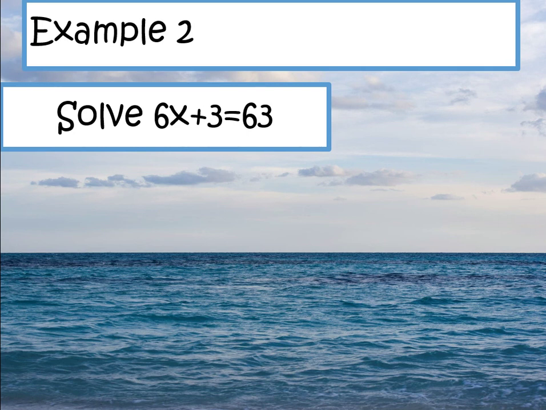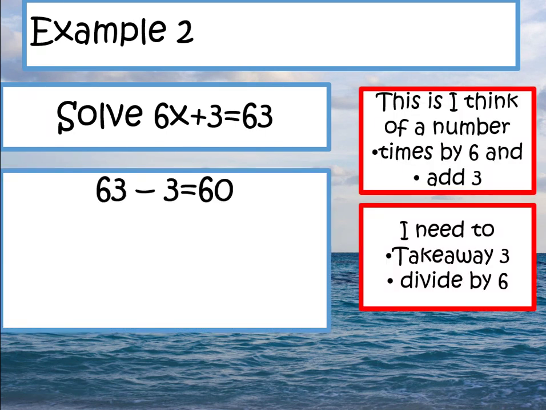Solve for x. 6x plus 3 is equal to 63. What do I do? 63 minus 3 gives me 60. Because 6x means 6 times x, what is the inverse of multiplying by 6? The inverse of multiplying by 6 is dividing by 6. So I'm going to do 60 divided by 6, which gives me 10. So therefore, x is 10. Whenever you solve equations, quickly double check by putting it back into the equation. Does it work? 6x plus 3. If x is 10, what is 6 times 10? 60. Add the 3. 63. There you go. I'm correct.